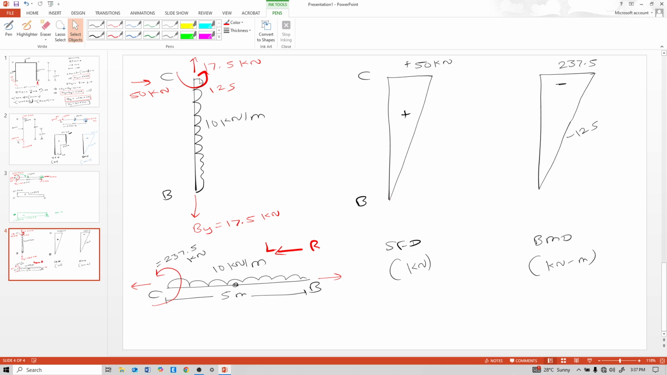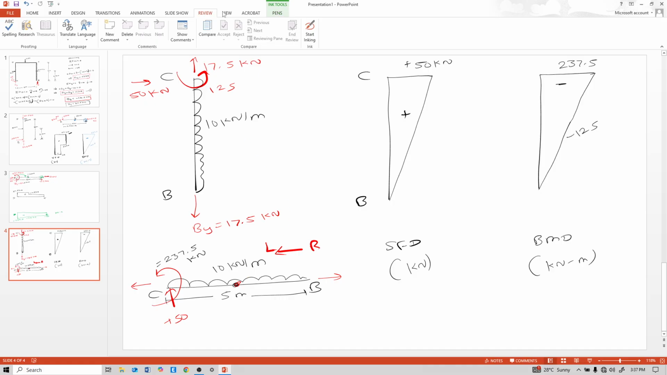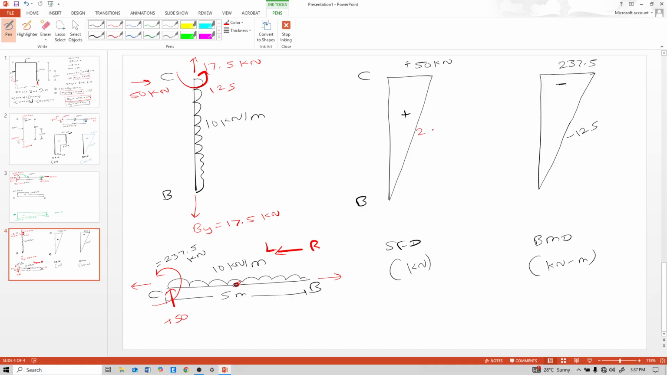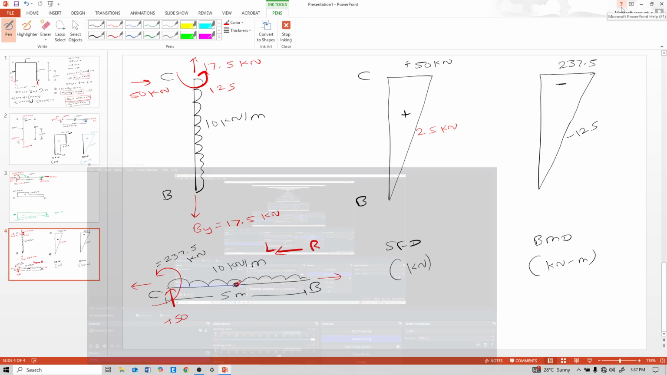And this is upward C. That's why positive 50. And at this location, positive 50, midpoint at positive 50 minus 10 into 5, 10 into 2.5. Mid is 2.5. It is 25. So here at mid it is 25 kilonewton. This is manually calculated shear force and bending moment.